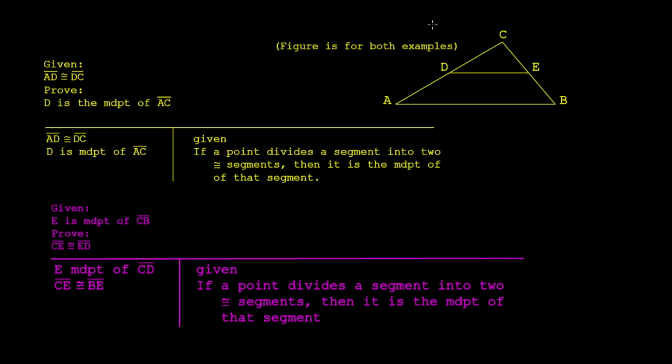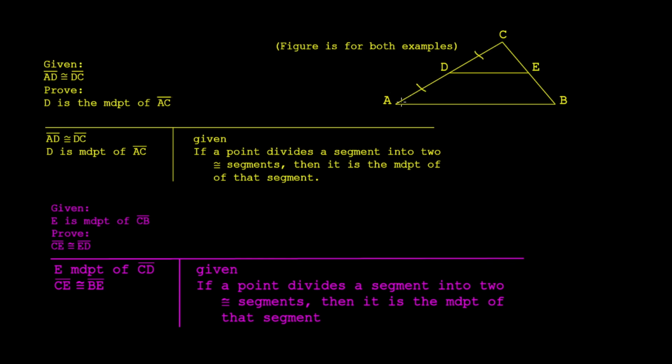In this video, we will be doing two proofs involving a midpoint, both using this figure here. So we'll start with the yellow one. Given AD is congruent to DC, prove that D is the midpoint of AC. So first thing, AD is congruent to DC.